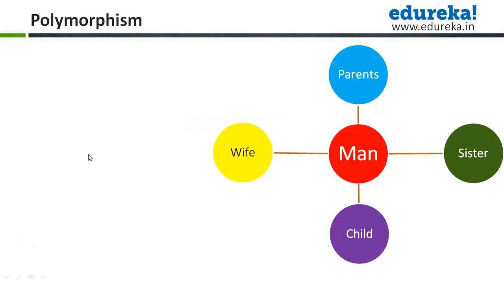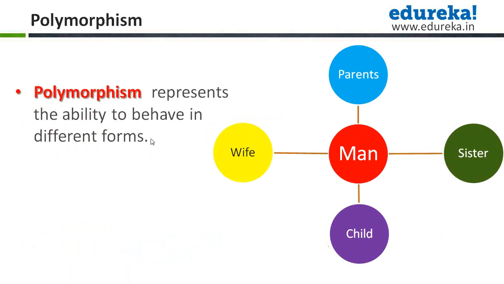Moving on, I come to the next concept, that is polymorphism. What is polymorphism? It represents the ability to behave in different forms. Let's consider this example right here. You have got a man. That man could be the son of parents. He could be the husband of a wife. He could be the brother of a sister. And he could be the father of a child. So there is one man. That man has got different roles. So this is called polymorphism.